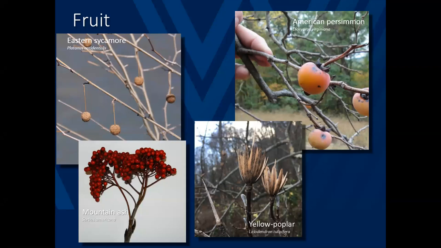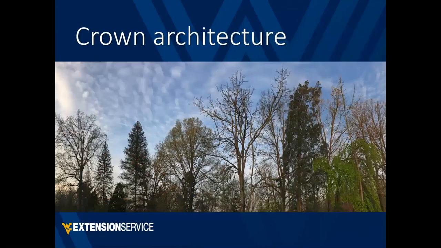But the little dangling balls of the eastern sycamore, and these little flower-like structures, actually little samara seeds wrapped in a coiling fashion around those little cone-shaped structures, those are going to stay on the tree most of the winter. So a good part of the year, you're going to have those to help you out in tree identification. Finally, I just want to talk a little bit about crown architecture, not too much.